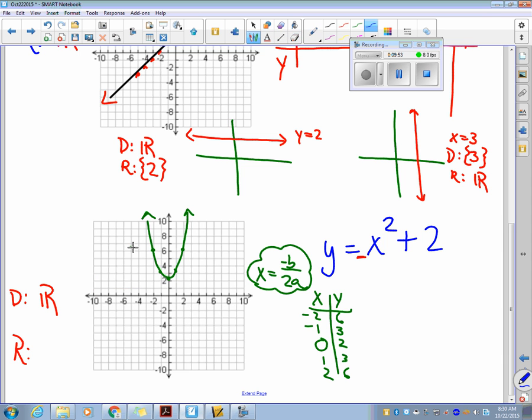Bigger than 2. So it's going to be all values of y such that y is greater than or equal to 2. In words, you would say all numbers bigger than and including 2. So it wouldn't be like 2 to infinity? Yeah, it would be 2 to infinity.